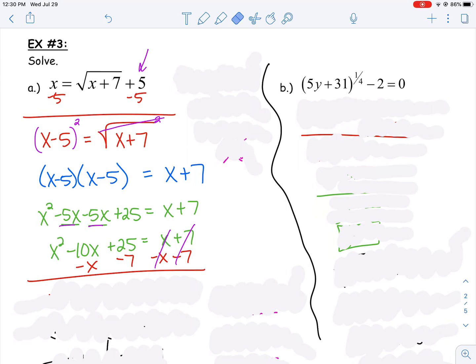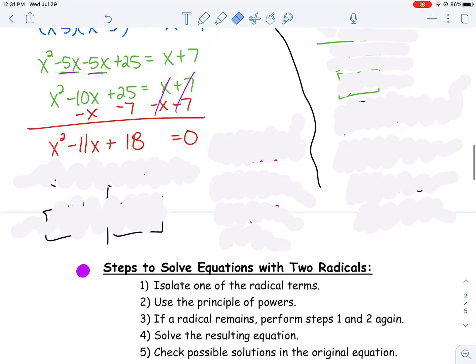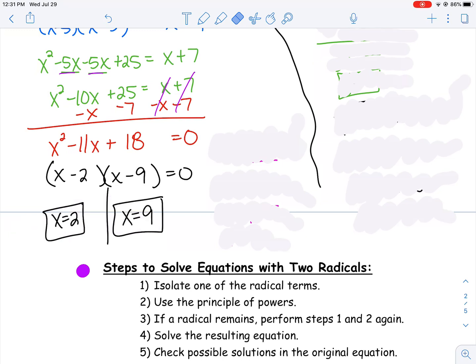When I subtract x from both sides and when I subtract 7 from both sides, I end up with x squared minus 11x plus 18 equal to 0. And now I can use my techniques of factoring like we did, I think it was back in chapter 5, right? It looks like this is a basic factor problem. I need numbers that multiply to positive 18 that add to give us negative 11. I end up getting x minus 2 and x minus 9. I still want to figure out what x equals, so I'm going to set each of those equal to 0 and solve, and I get x equals 2 and x equals 9.